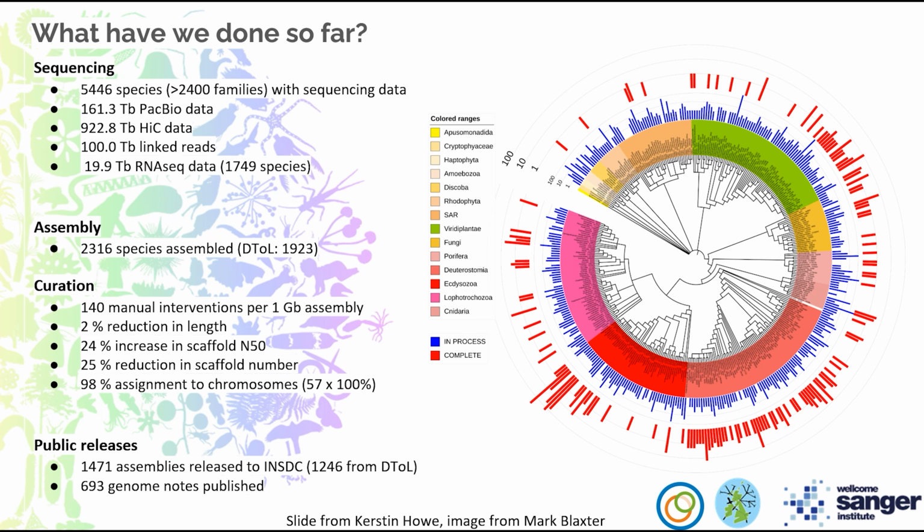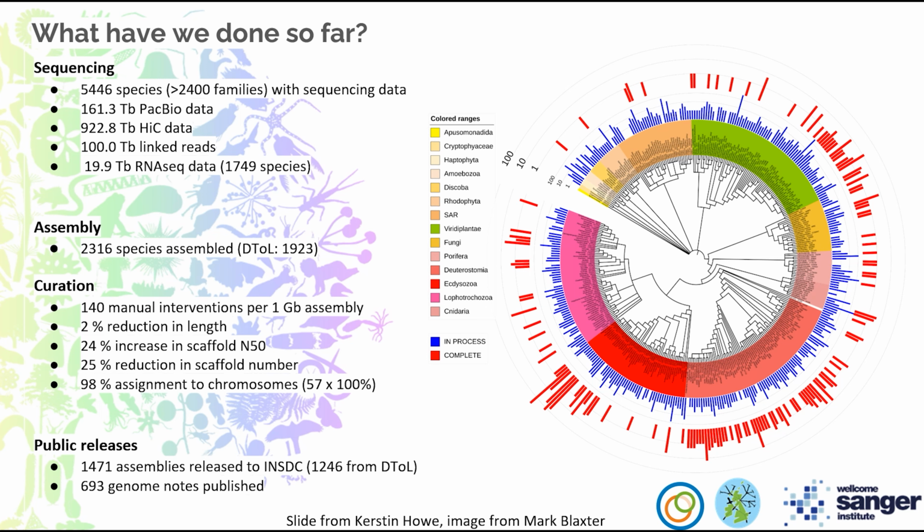And then in terms of public releases, we're up at 1,471 assemblies that have now been released to INSDC, and the genome note publications do follow a little bit after that. So at the moment we're at 693. These numbers are from around 2 or 3 weeks ago. And what you can see represented here is how those species actually play out around the broad breadth of diversity.